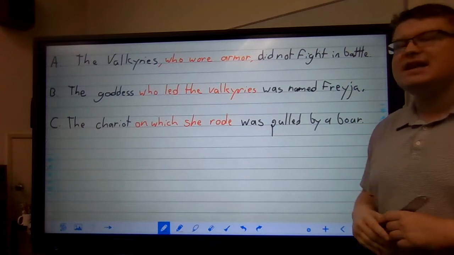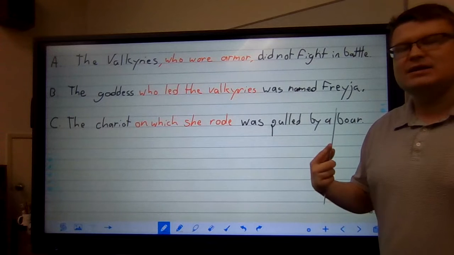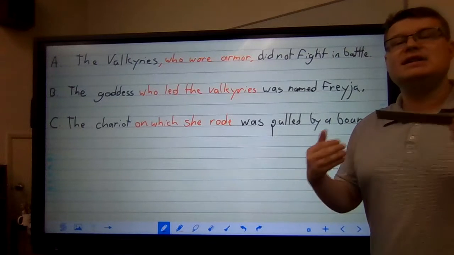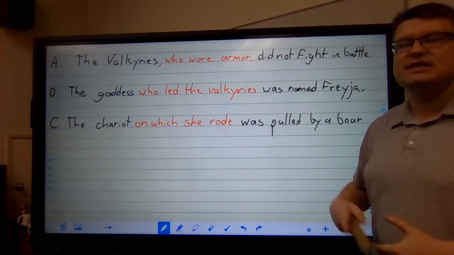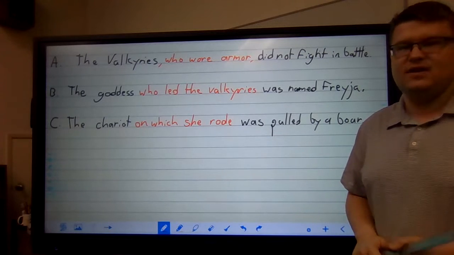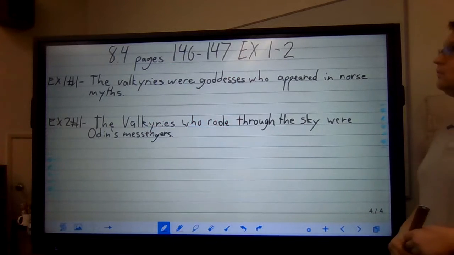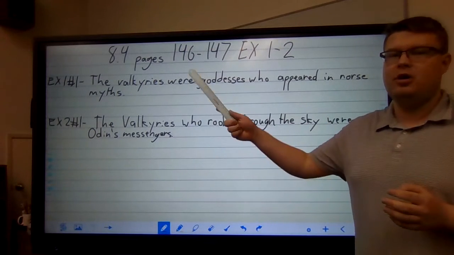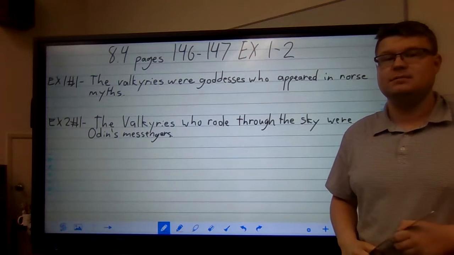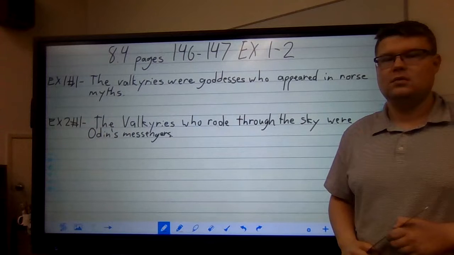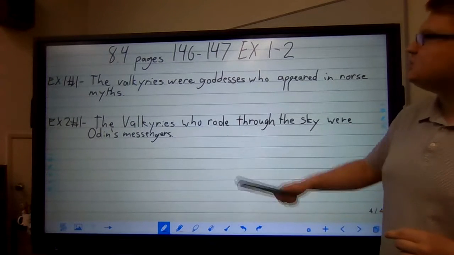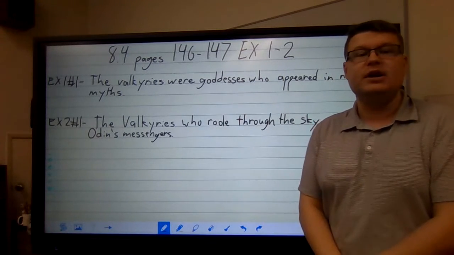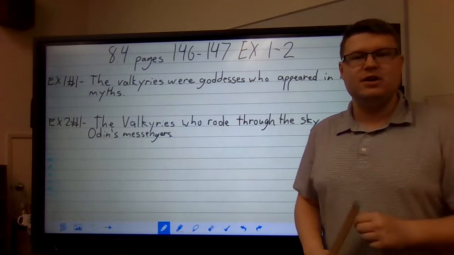If you need to go through these examples again, you can rewind the video to the beginning of this section. As well, on page 146 in your book, there is a detailed explanation as to why each of these sentences is a restrictive or non-restrictive clause. Please pause the video and make sure that you have a pencil and a piece of paper ready, as well as your book open to pages 146 and 147. Your assignment for today is going to be pages 146 and 147, exercises 1 and 2. We are going to run through the examples for each exercise, just like we do in class.